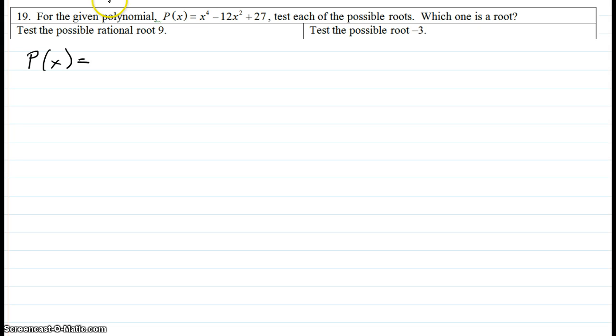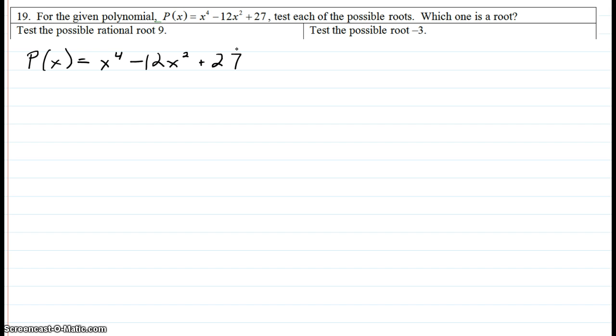Problem 13 for the given polynomial. Test each of the possible roots. Decide which one is a root. So our polynomial is x to the fourth minus 12x squared plus 27.